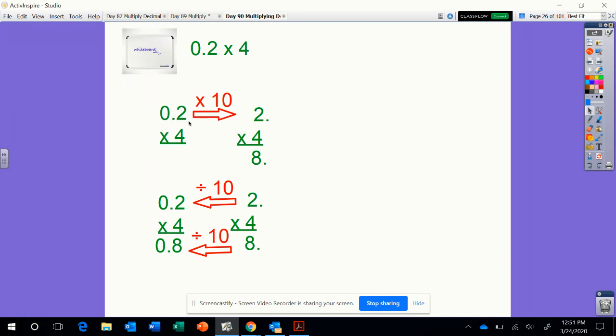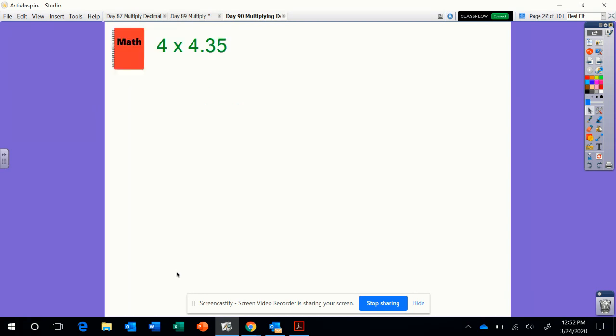We only needed to move the decimal one place, times 10, so this becomes 2. We know that 2 times 4 is 8. That's an easy math fact for us. But now we have to put the decimal back. We multiplied by 10, so we've got to divide by 10. When we divide by 10, we move our decimal left one place, and we get an answer of 8 tenths.